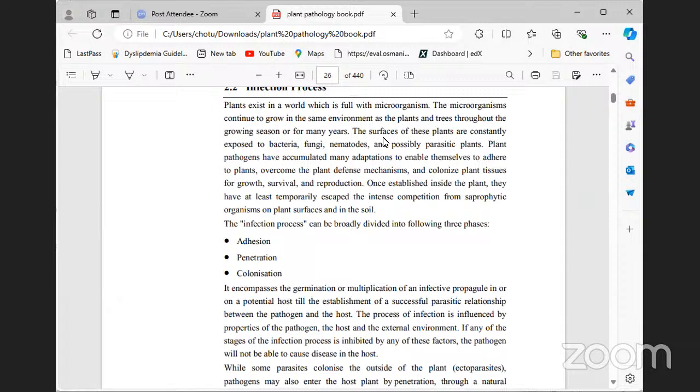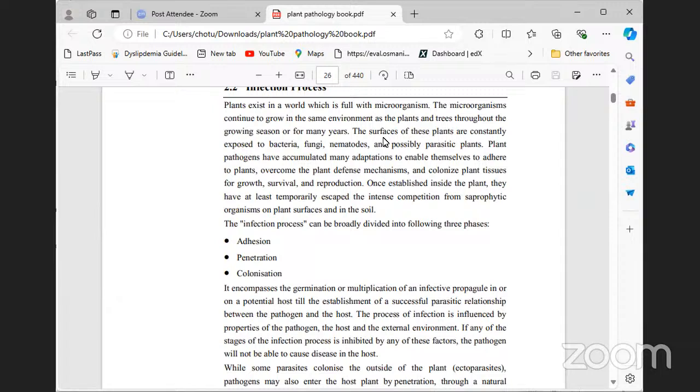Here, the infection process has three types. You can observe the three types. The first one is adhesion, penetration, colonization. These three are the most important for the process of plant infection.